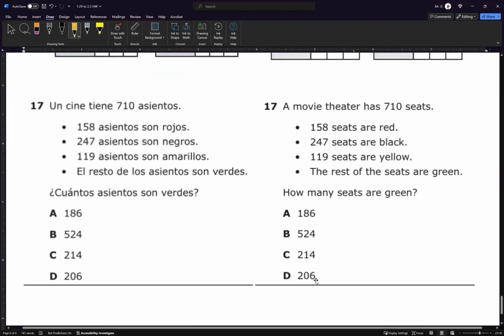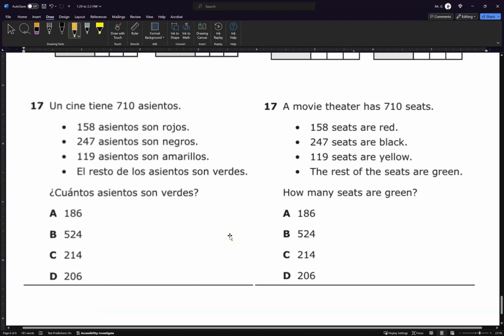Un cine tiene 710 asientos. 158 asientos son rojas, 247 asientos son negros, 119 asientos son amarillos. El resto de los asientos son verdes. ¿Cuántos asientos son verdes? A movie theater has 710 seats. 158 seats are red. 247 seats are black. 119 seats are yellow. The rest of the seats are green. How many seats are green?